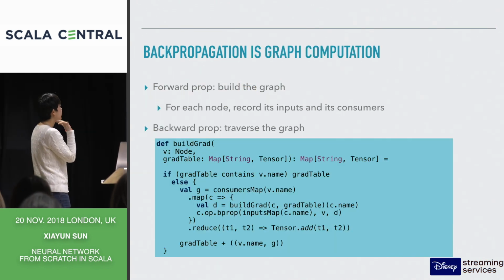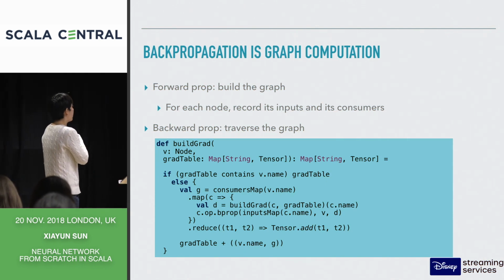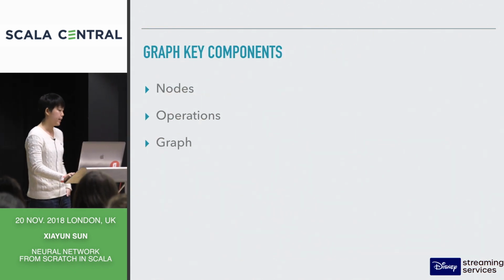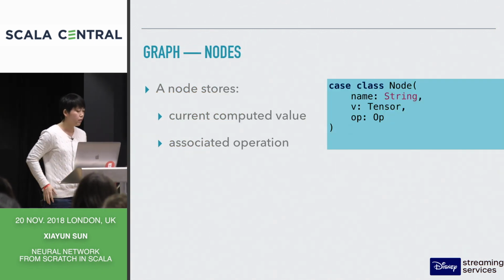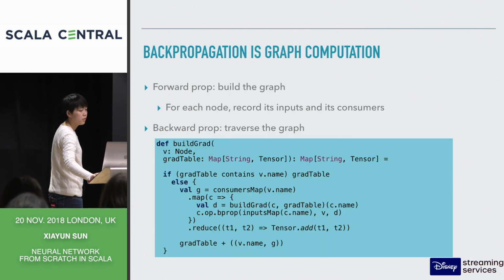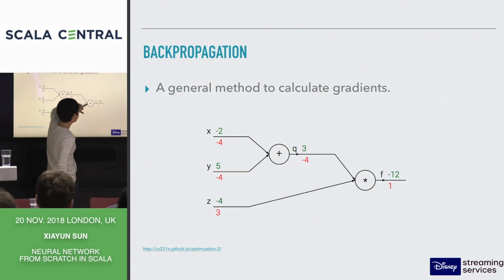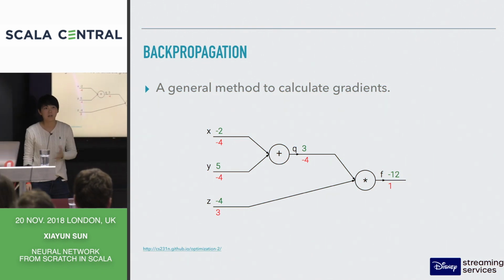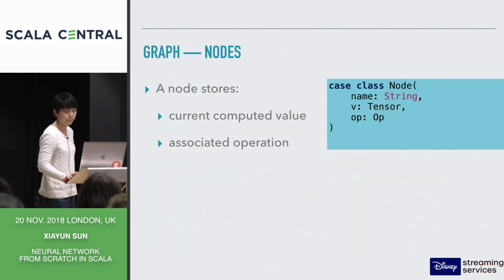So I think this is fairly straightforward graph computation. We can go back to this code in a while, but let's go through the key components of the graph first. So first is the node. It contains the operation. It contains the value, minus 12, which is of type tensor in my code. It has a name, which is an identifier, but that's just for internal implementation details.